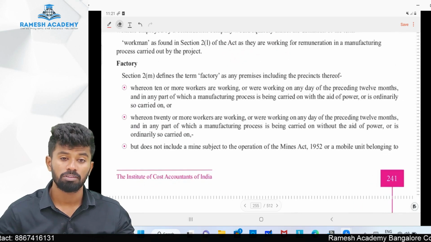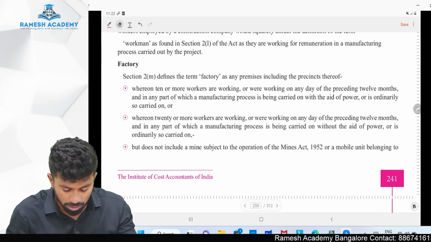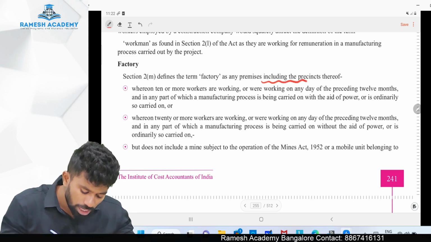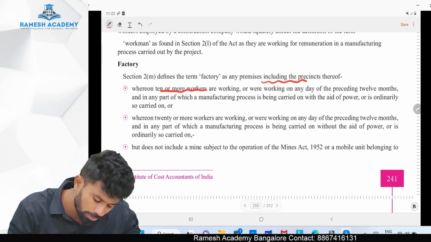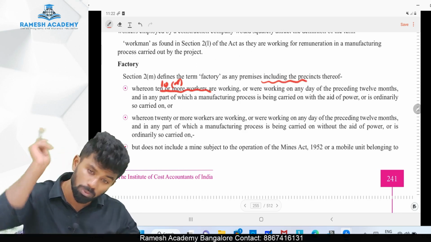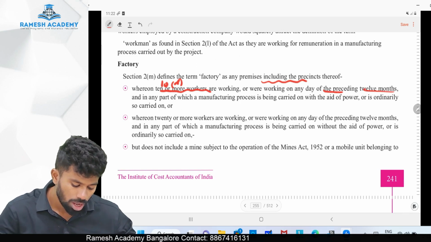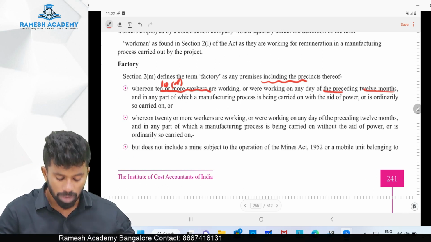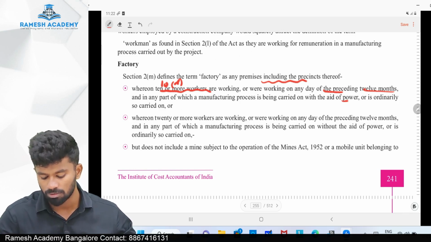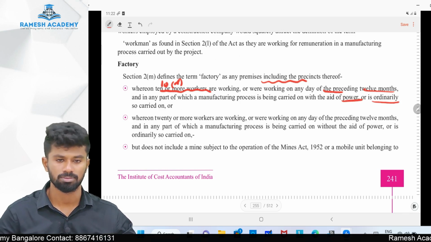Factory is important. Definition of factory: any premises including precincts thereof. Precincts means attachments thereof, whereon 10 or more workers are working, or were working on any day in the preceding 12 months, and in any part of which a manufacturing process is being carried out with the aid of power or is ordinarily so carried out. Power means here electricity.